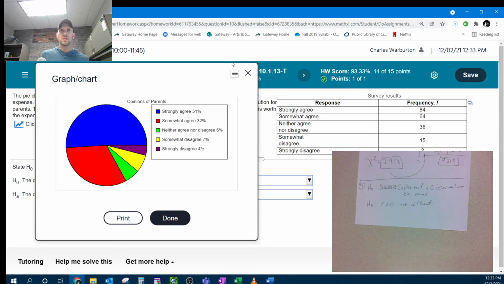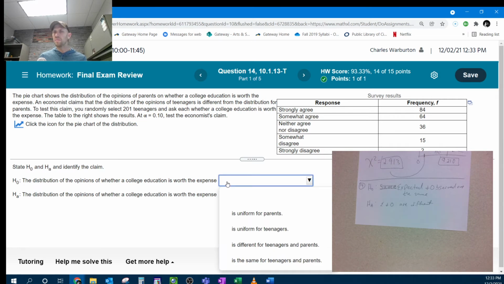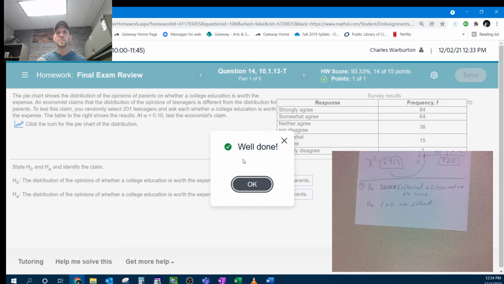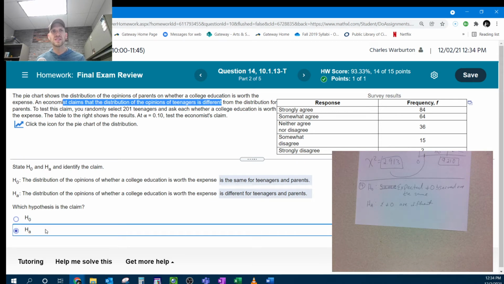All right. So let's see what we got. The null hypothesis says that they are the same. And the alternative says that they are different. So what's the claim? You got to read in this question here. Let's see. An economist claims that the distribution is different. Well, who said it's different? The alternative hypothesis, right? The alternative hypothesis says that it's different.